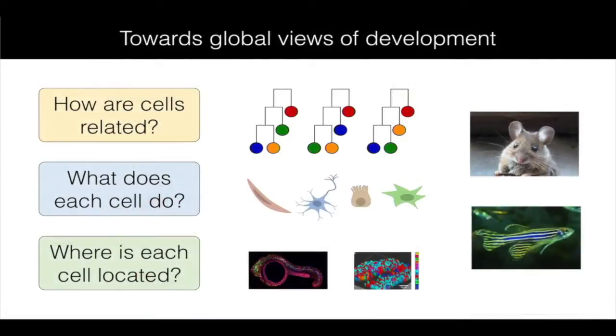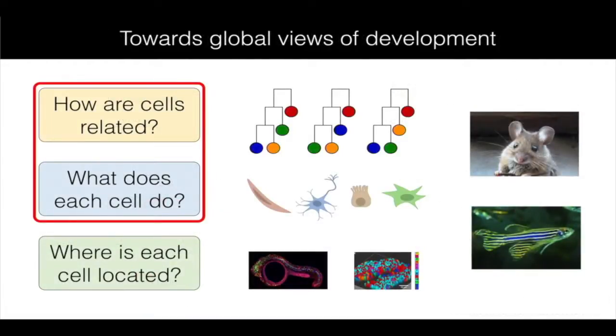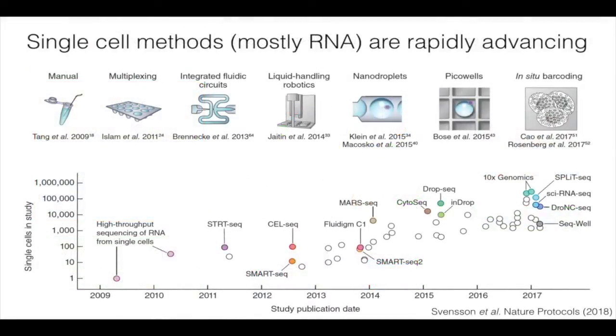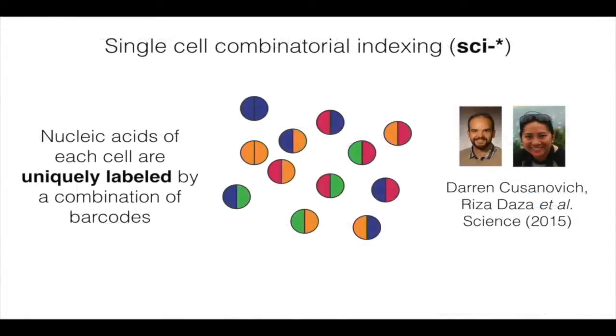I'm going to focus on a technology that allows us to access a mix of the first two questions: how are cells related, and what do cells do? What are the various cell types? Single cell methods, as most people in this room are probably aware, are rapidly evolving at an exponential rate over a relatively short span of time. The particular flavor of technologies our group has developed over the past few years is based on the concept of split pool indexing.